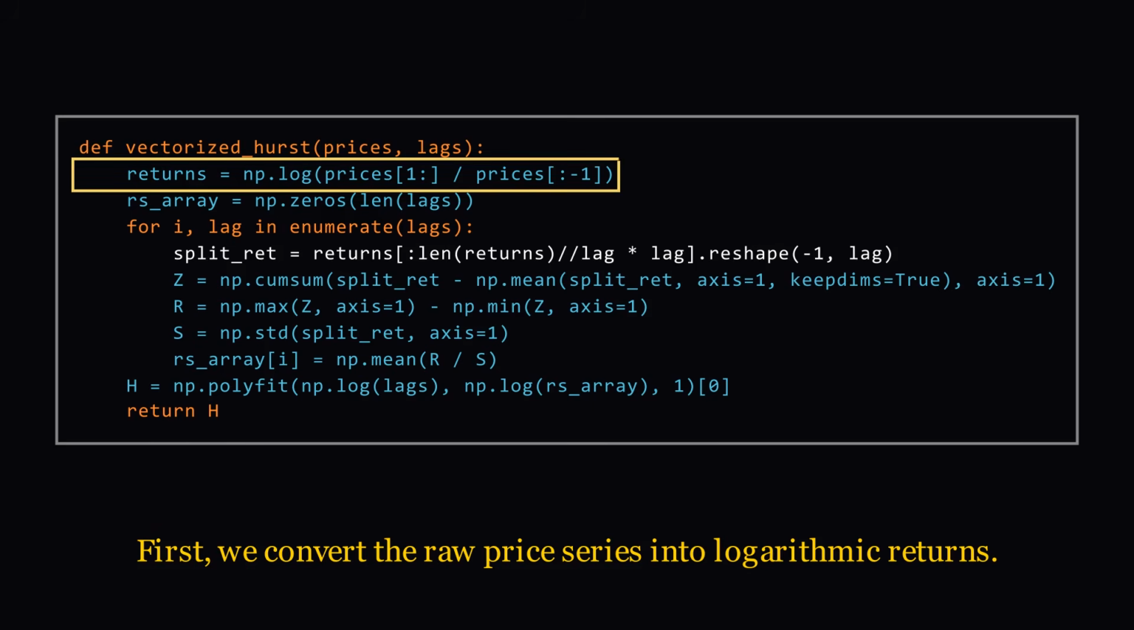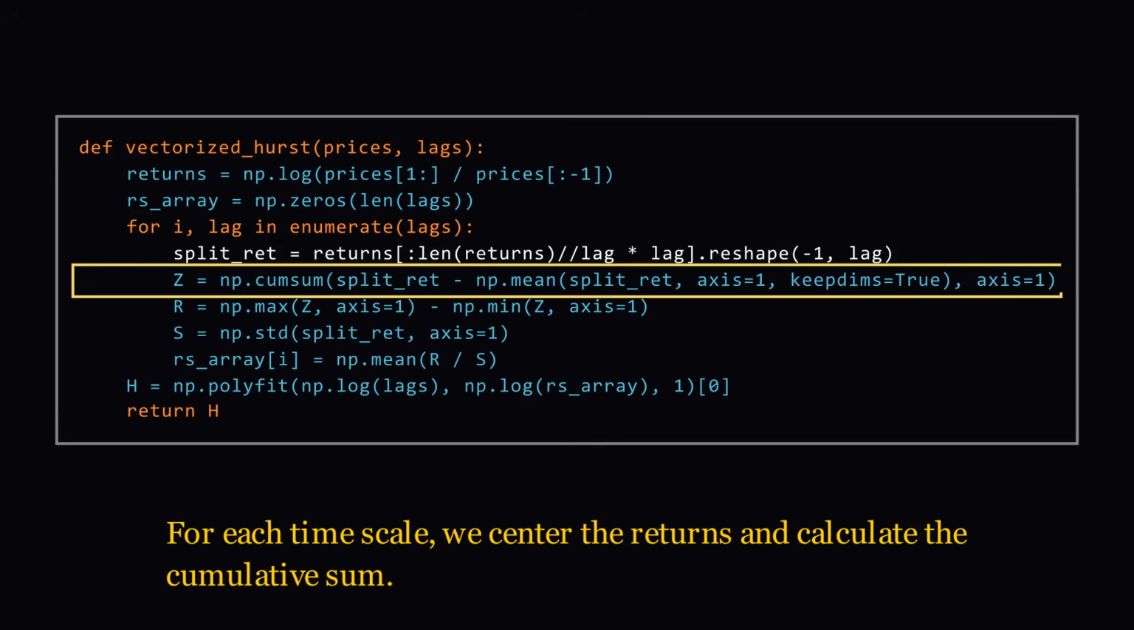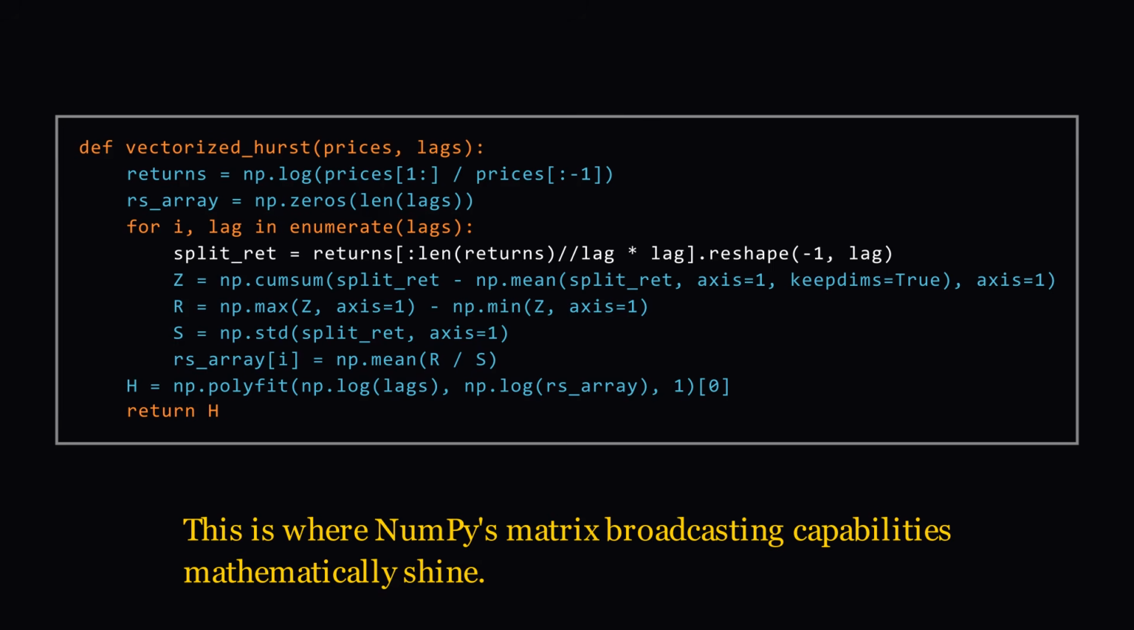First, we convert the raw price series into logarithmic returns. Next, we split the data into dynamic, non-overlapping windows using reshape. For each time scale, we center the returns and calculate the cumulative sum. This is where NumPy's matrix broadcasting capabilities mathematically shine.